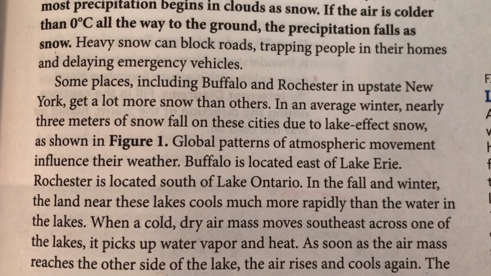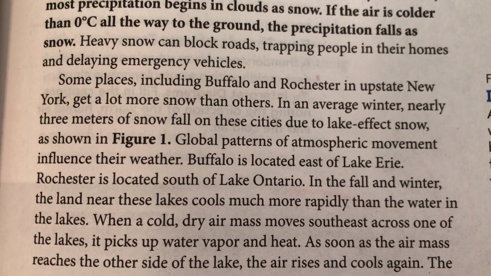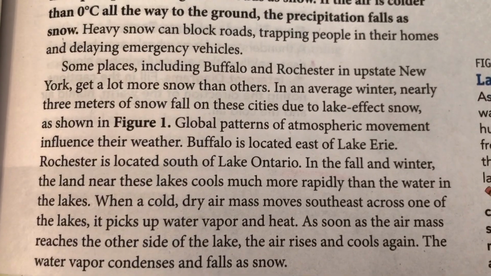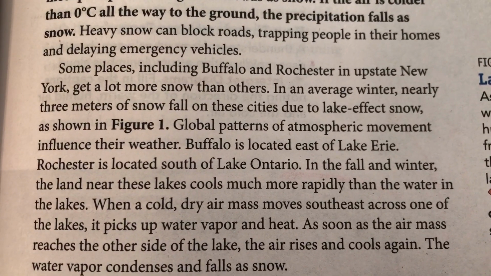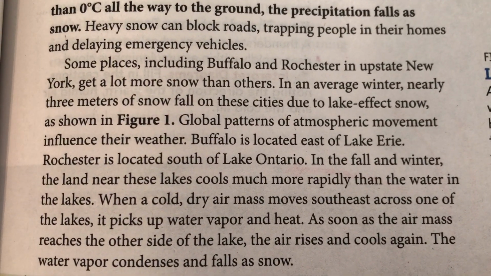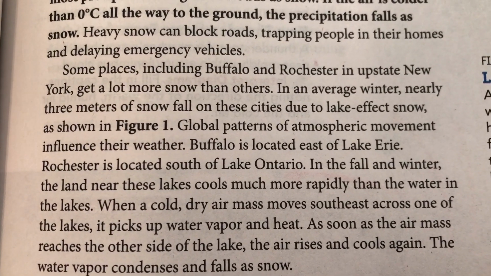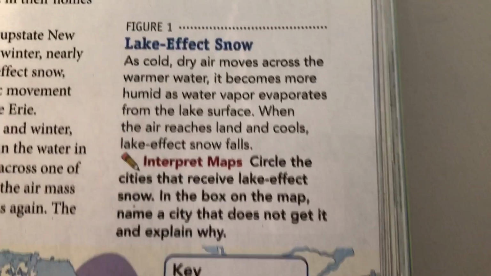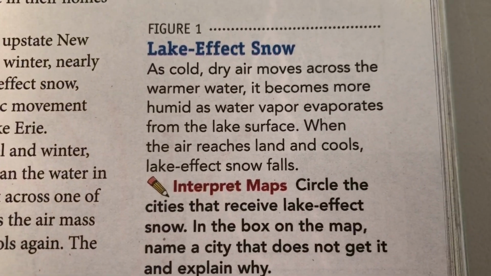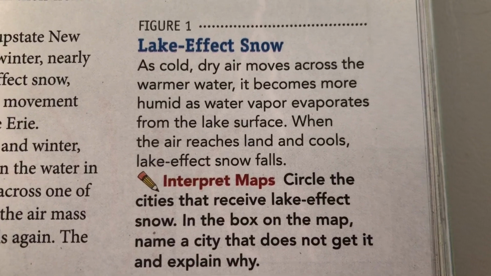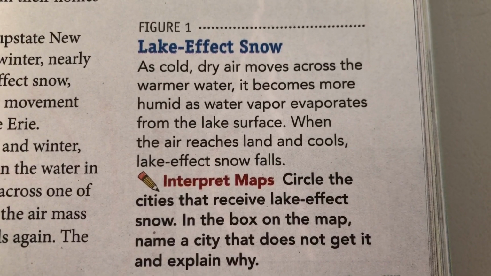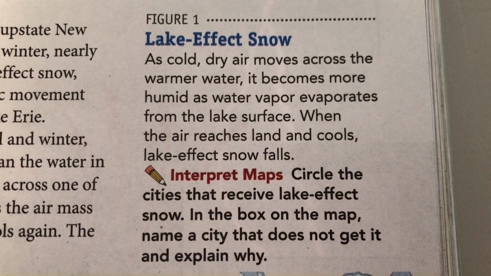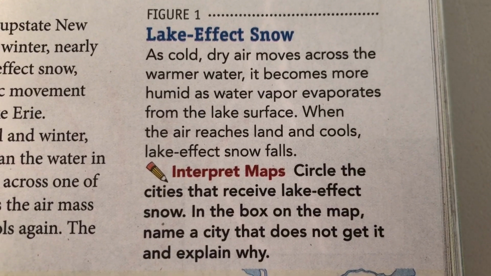Some places, including Buffalo and Rochester in upstate New York, get a lot more snow than others. In an average winter, nearly 3 meters of snow fall in these cities due to the lake effect snow, as shown in Figure 1. Lake effect snow generally means that as cold, dry air moves across the warmer water, it becomes more humid as water vapor evaporates from the lake surface. When the air reaches land and cools, lake effect snow falls.